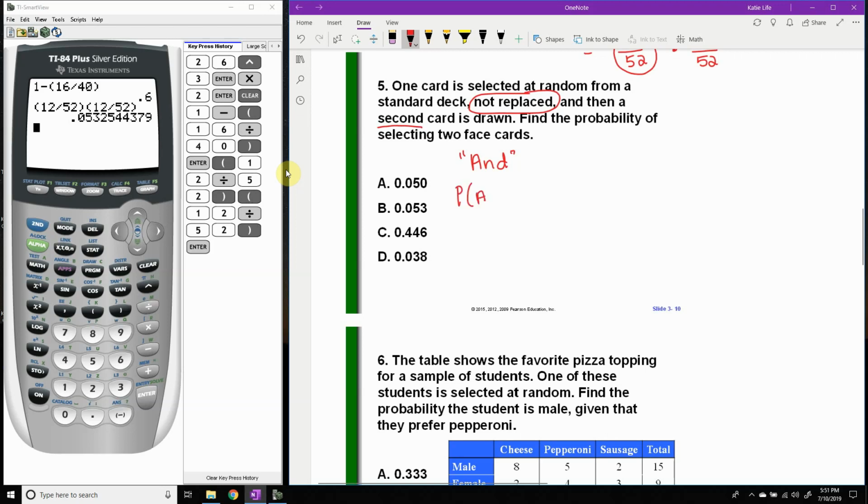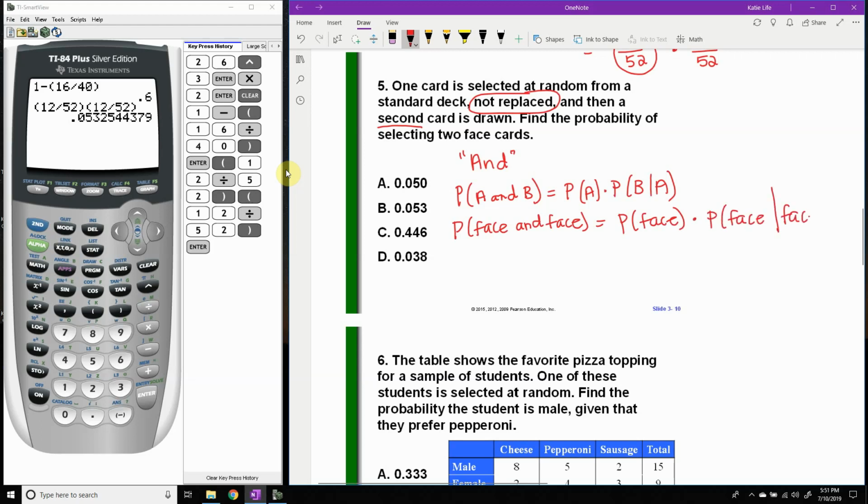So the probability that A and then B happens is going to be the probability of event A times the probability of event B given that A has happened. So the probability of drawing a face card and then another face card is going to be the probability of drawing a face card times the probability the second card is a face card given that the first card is a face card. So for the first card that is drawn, we still have that classical probability of 12 out of 52, right? This is the first card that's drawn from the deck.